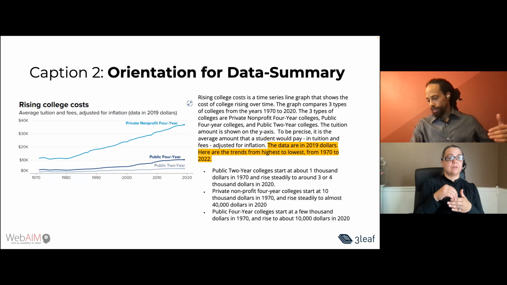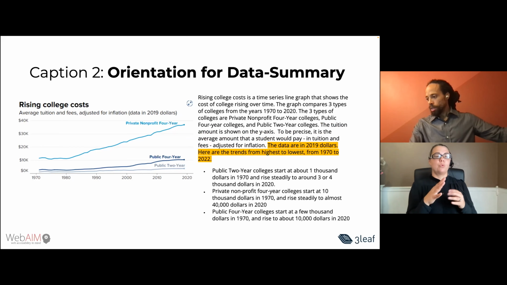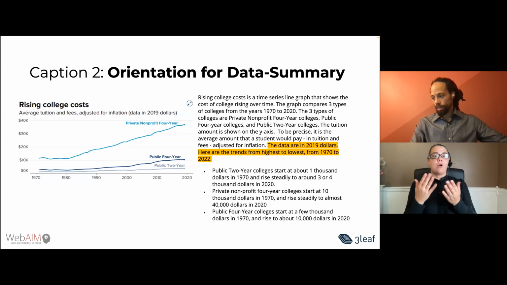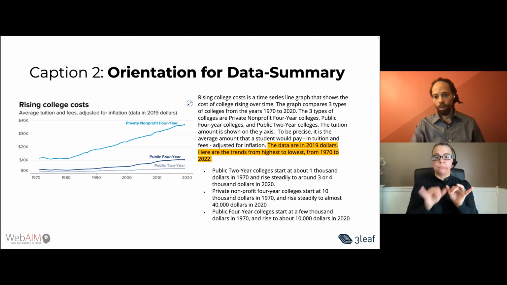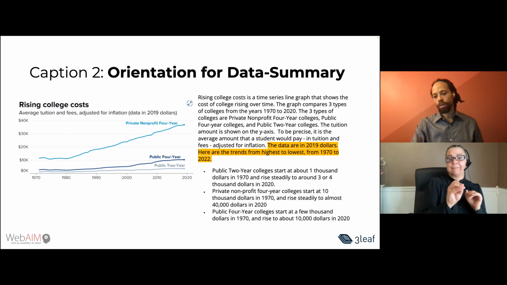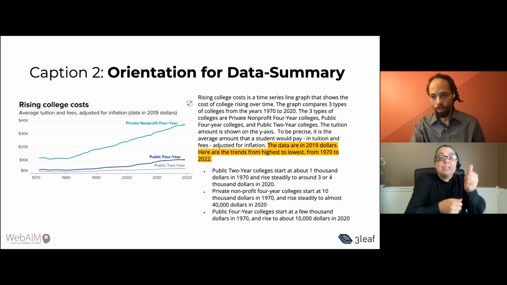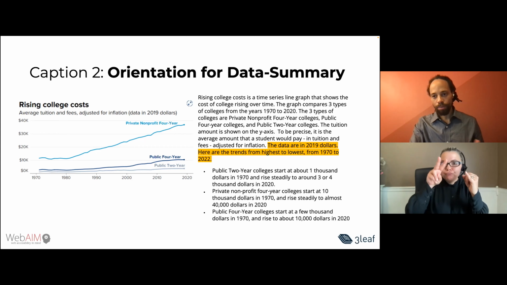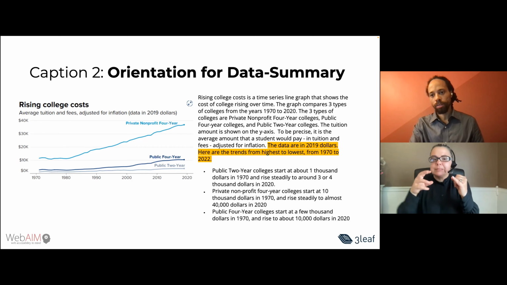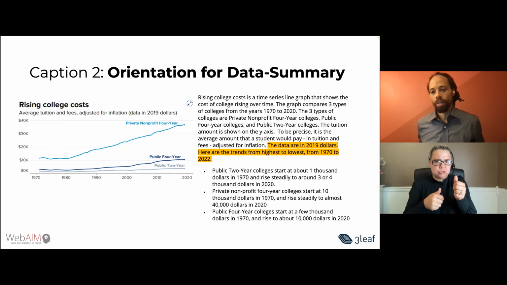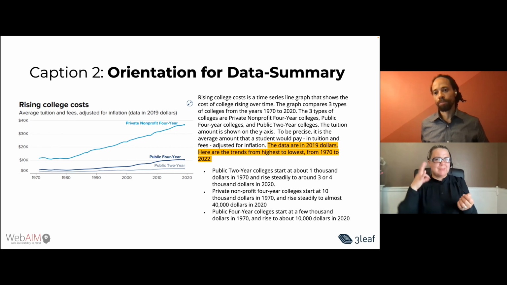The data are in 2019 dollars, excuse me. Here are the trends from highest to lowest from 1970 to 2022. Now, notice what we're doing here. We're not going to go through each of these lines point by point, reading what the value of each of those points is. That would be the same thing as just reading a table. You might as well not have a data visualization if you're going to be doing that.